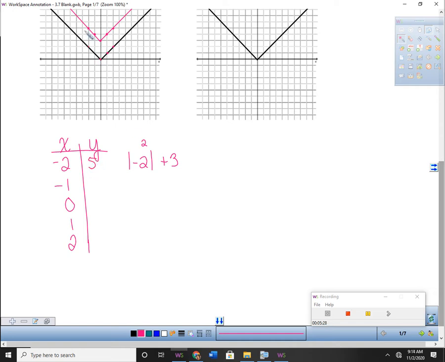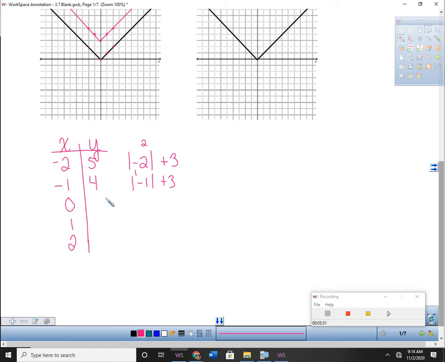And if you look at where we put our point, negative 2, 1, 2, 3, 4, 5, right? Same thing with the negative 1. So if I take the absolute value of negative 1 and I add 3, what is the absolute value of negative 1? 1, and then I add 3 to that, that gives me 4. Look at where we have our point. Negative 1, 1, 2, 3, 4.